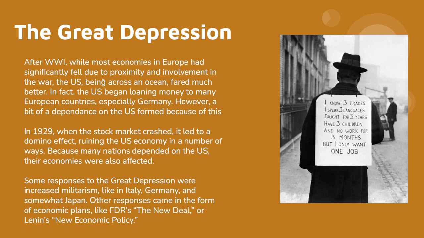However, a bit of dependence on the U.S. formed because of this. So in 1929, when the stock market crashed, it led to a domino effect, which ruined the U.S. economy in a number of ways. And because many nations depended on the U.S., their economies were also affected.